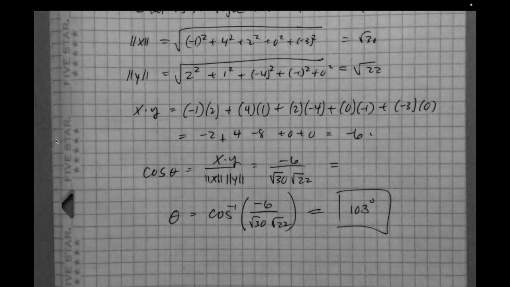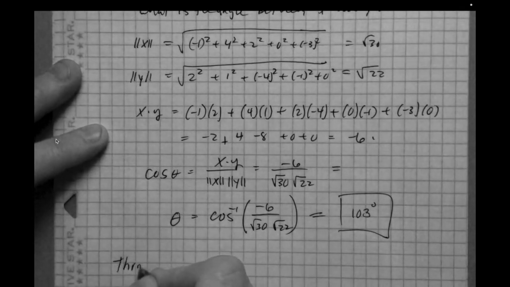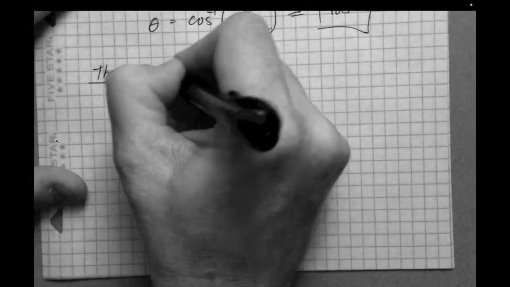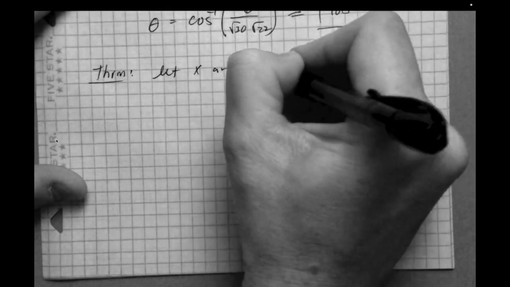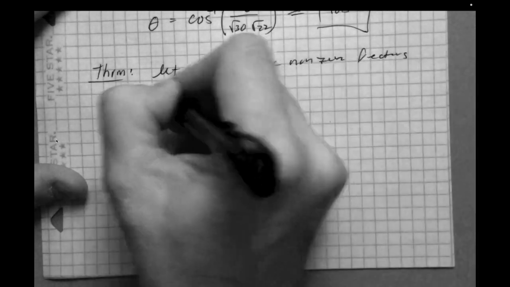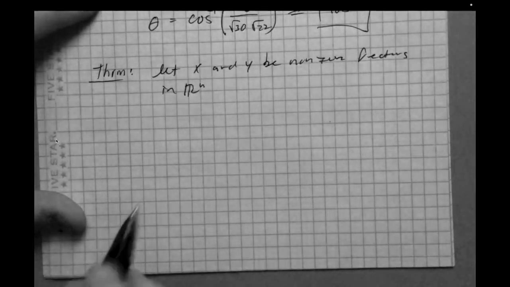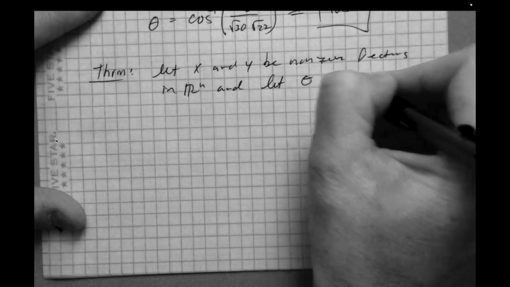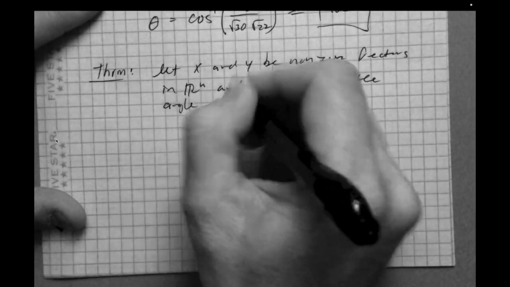I think we'll do one more theorem and then take a pause before we jump into the next section. This theorem follows immediately from this construction we just worked through. So let x and y be non-zero vectors in Rn, and let theta be the angle between them.